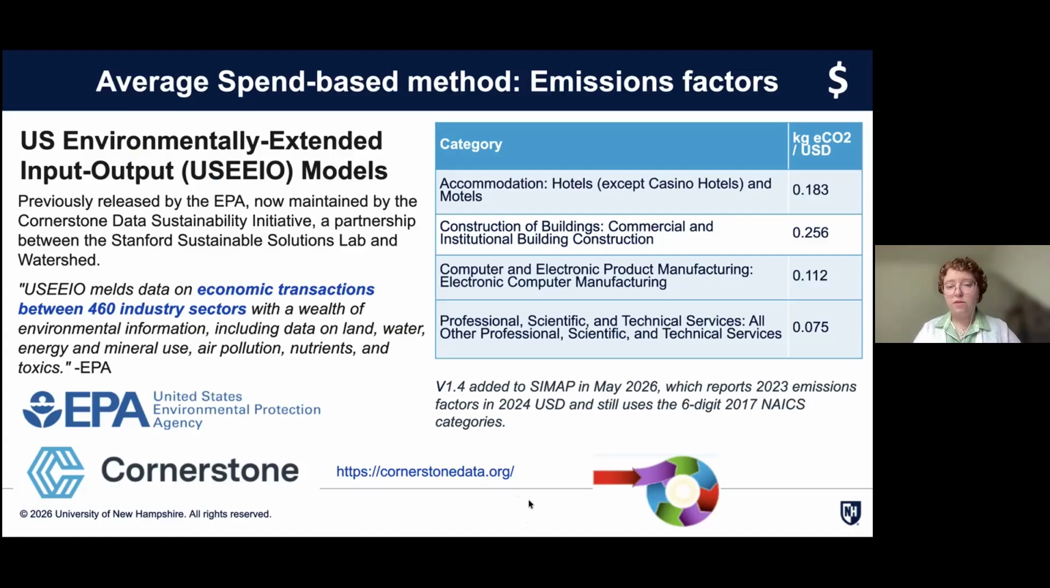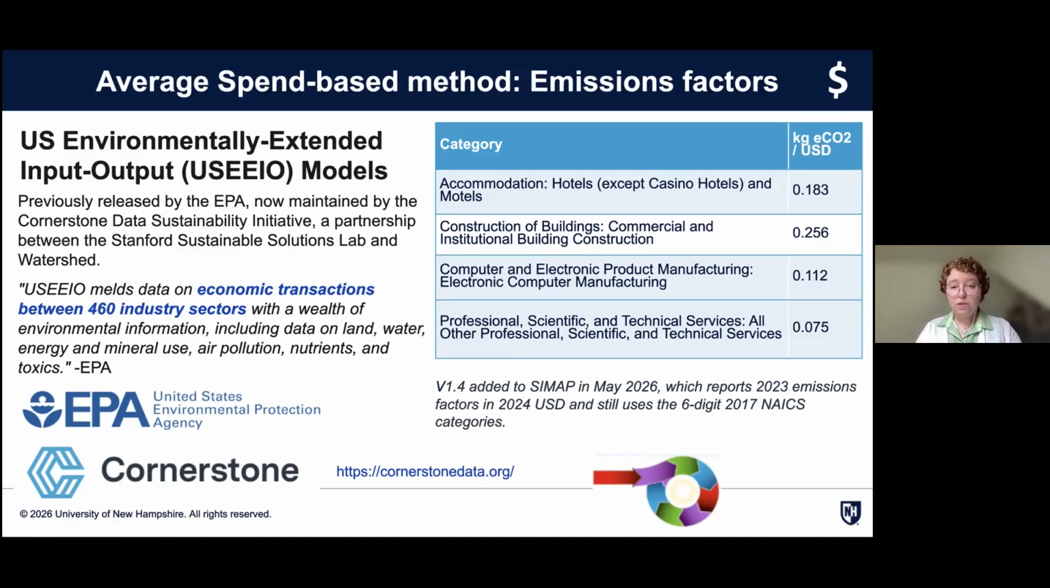In this table, there are some examples like hotels and motels, construction, computer manufacturing. There are over 1,000 different categories within that data set, so you have a lot of different options to choose how to categorize specific spend. That can be a lot in and of itself, so there are different recommendations for how to get started with that data.